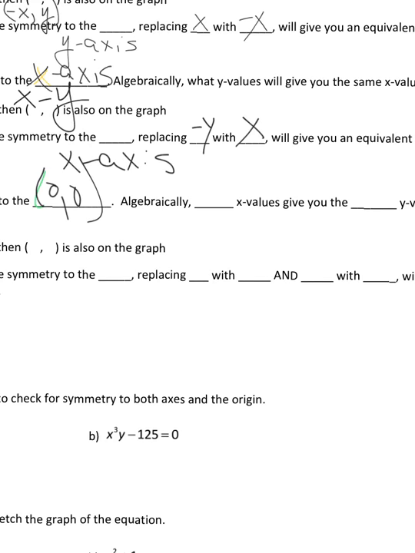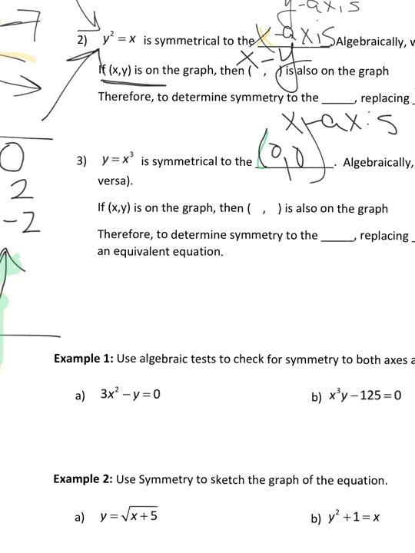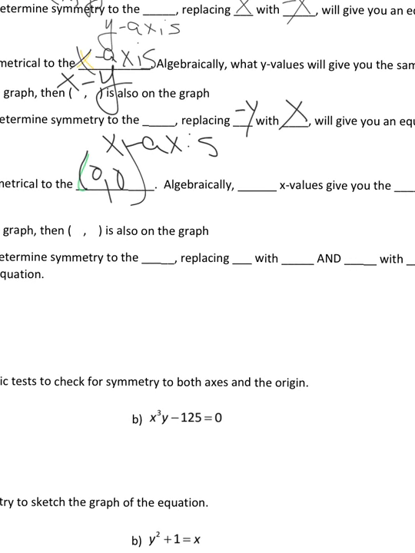So algebraically, as we see, for instance, we could go back over here. If I did an input-output table, I'll just do a couple. 2 into x, 2 cubed would give us 8. If I plugged in -2, that would give us -8. So opposite x values give you opposite y values. So algebraically, -x gives you the opposite y values and vice versa.